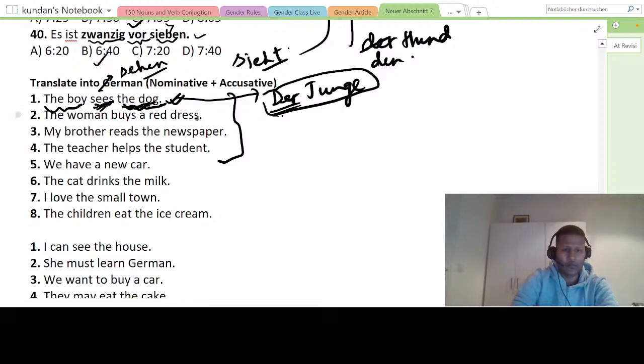Question number 2. The woman buys a red dress. Let me see who makes it correctly.